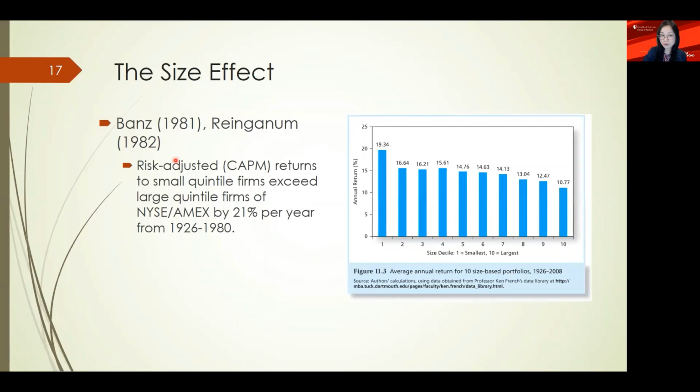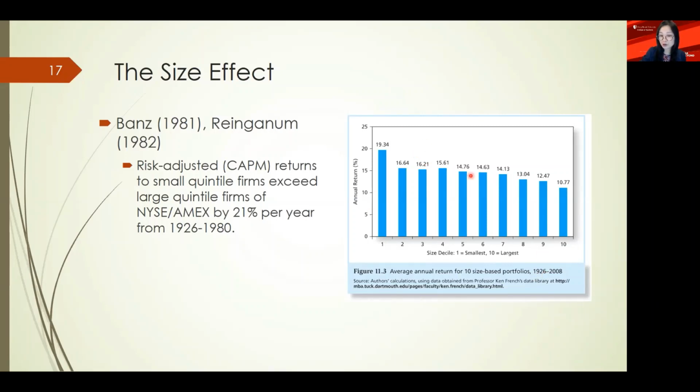It was proposed in the early 1980s by Banz and Reinganum, two professors, but was later incorporated by Professors Fama and French's three-factor model into the size factor, but the original study was conducted by Banz and Reinganum. What they show is that small companies do better than large companies in a risk-adjusted sense. In their data, the size effect was huge. It's like 20% per year for like 40 years. Any question?